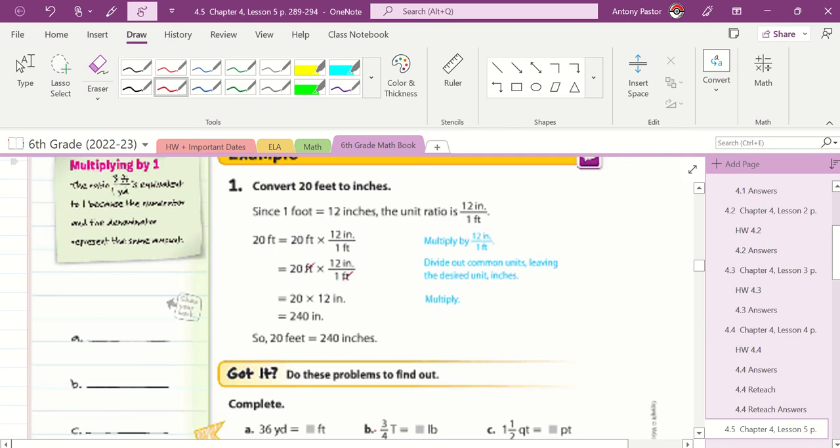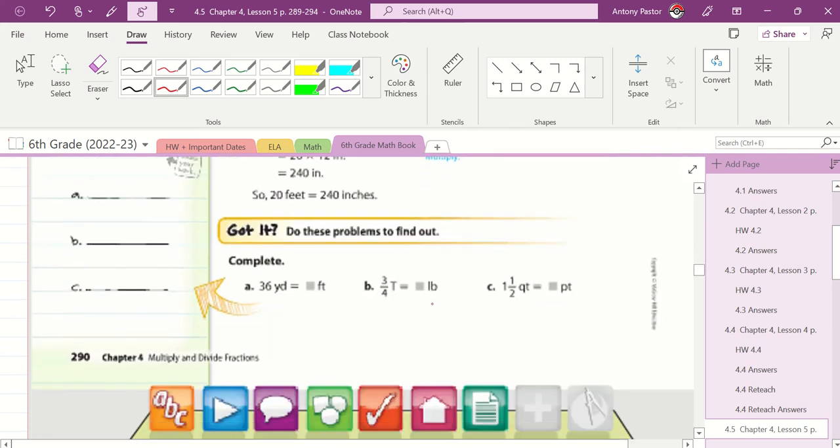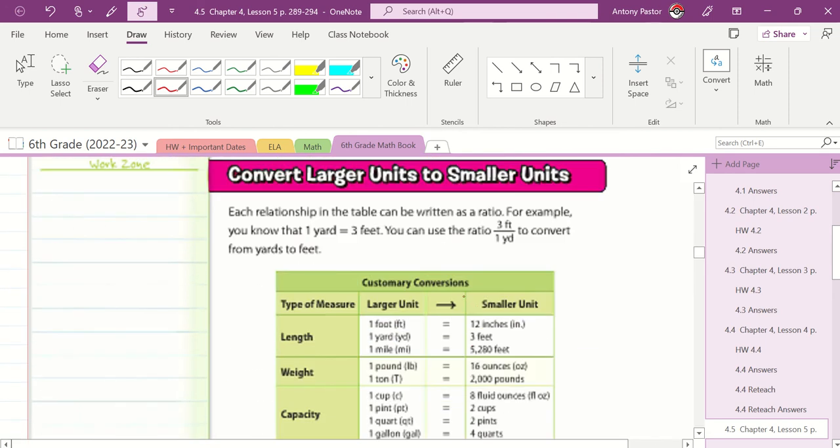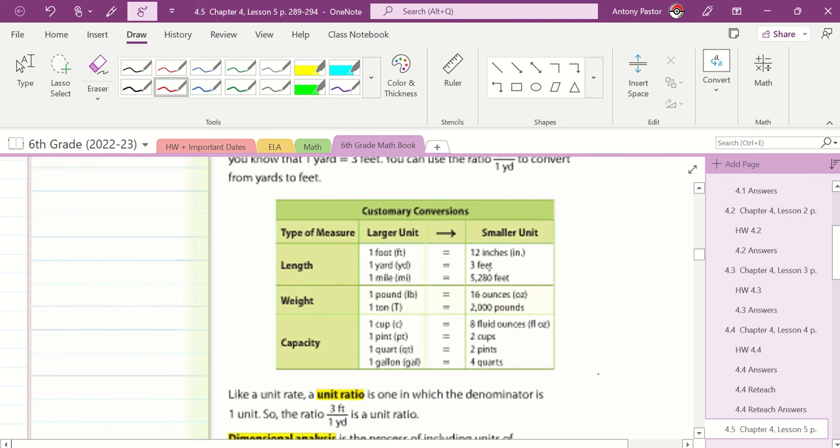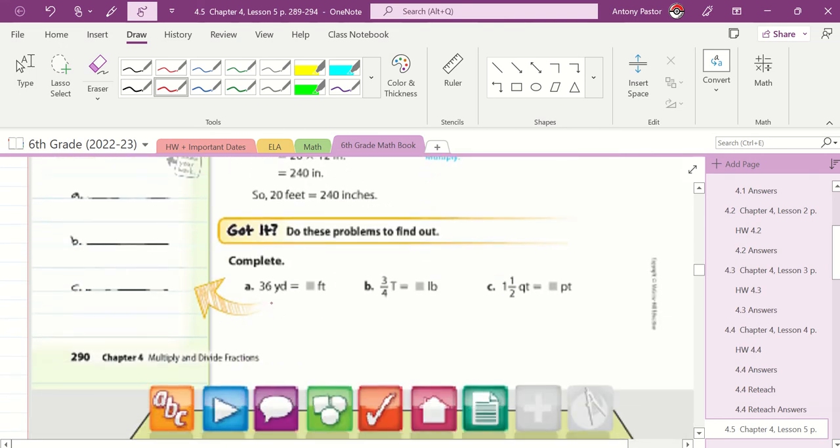So let's see if we can do one of these on our own without any guidance, and I can show you this. So we're going to go ahead and start with example A. 36 yards equals how many feet? Now this is why it is very important that you put this chart in your notebook. 1 yard equals 3 feet. So that is what is going to be important here. We want to know 36 yards is going to be how many feet.